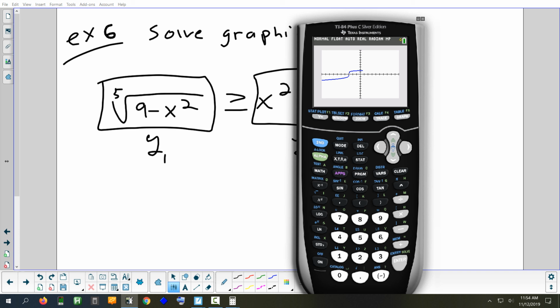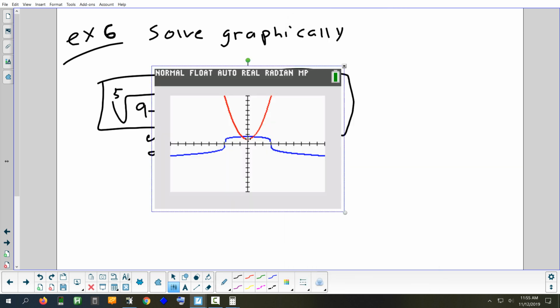So this is a 5th root. It does go in both directions, but it's got kind of a funky look to it because you have a variable that's squared. When you square a variable, that makes it look really funky. If you got rid of that square, it would look more like the S shape. Okay, let's look at that.